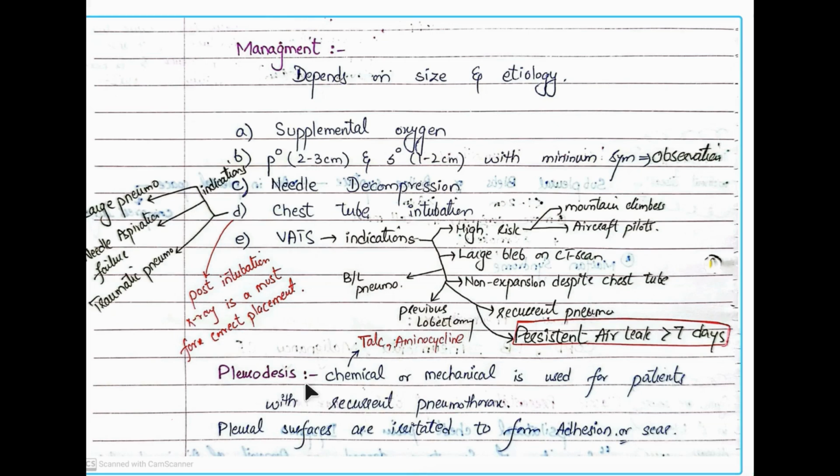Apart from this, pleurodesis is a procedure which can also be used. In this, either chemical or mechanical support is used for patients with recurrent pneumothorax. In case of chemicals like talc or minocycline, they are used, and the pleural surfaces are irritated to form adhesions or scar to close the opening that has resulted previously in pneumothorax.